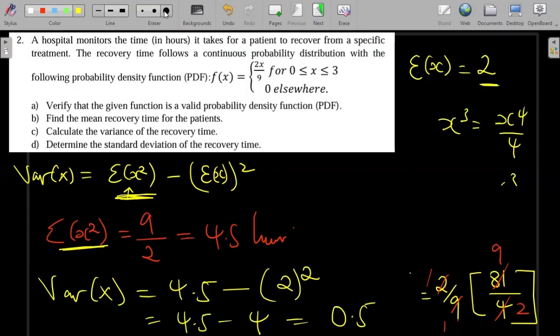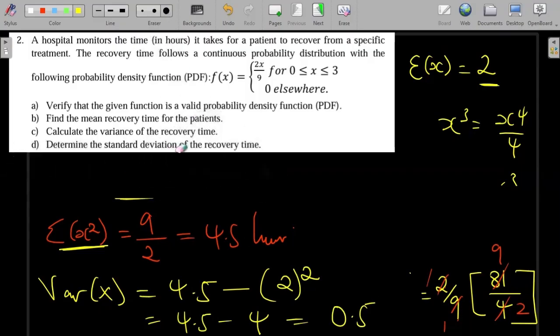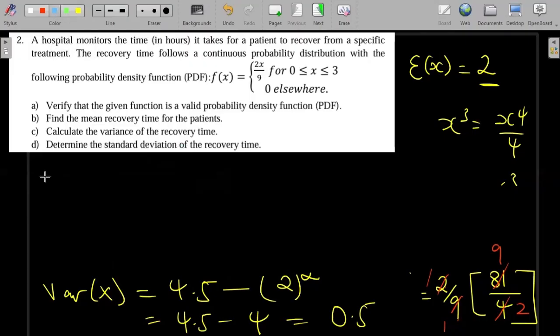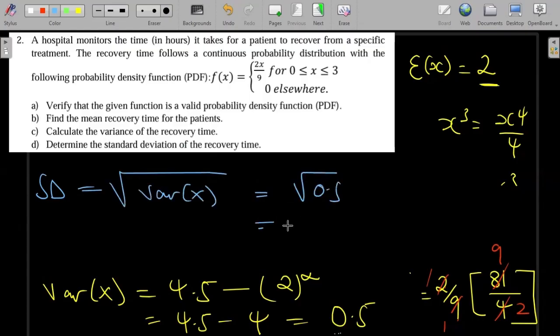Then we can go to the next one, which says determine the standard deviation. How do you determine your standard deviation? As long as you found the variance, the standard deviation is not hard, because the standard deviation is always the square root of the variance. So the square root of the variance of x will just be the square root of 0.5. What is the square root of 0.5? You just punch it on your calculator, and you should get approximately 0.707. So this here will be our SD, or our standard deviation.